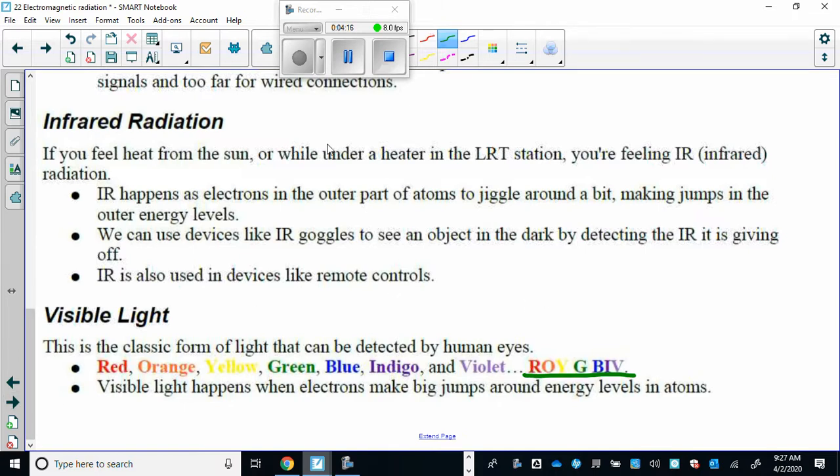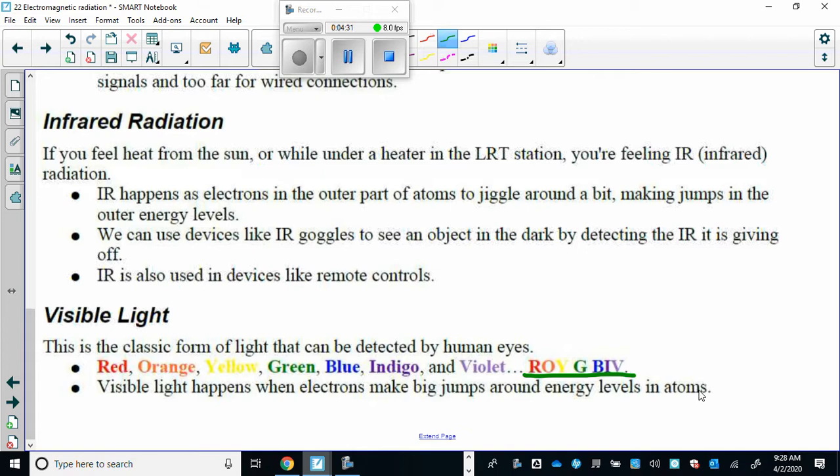And then it talks about what causes each of the forms of EMR. Let's just take one of them, for example. So it says visible light happens when electrons make big jumps around energy levels in atoms.